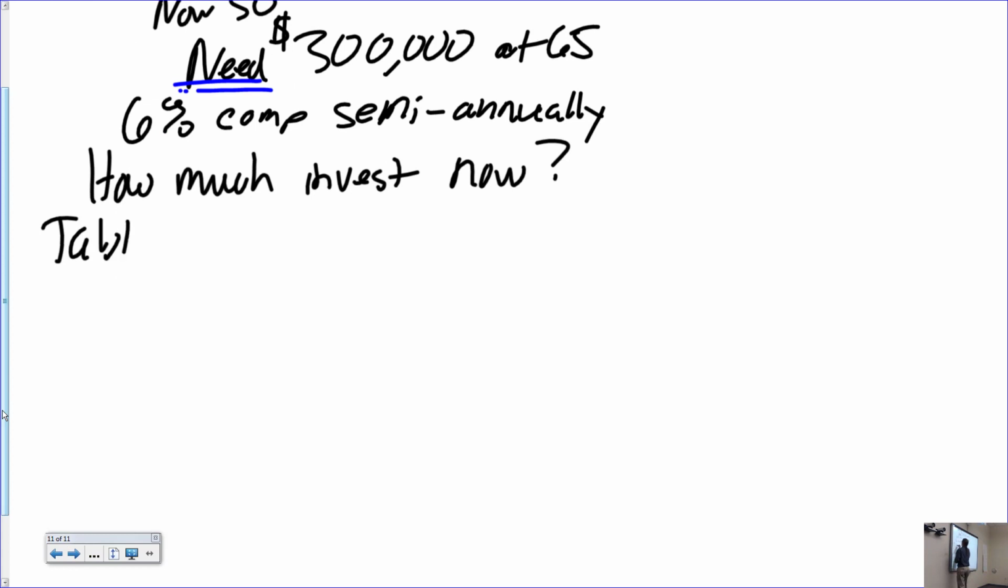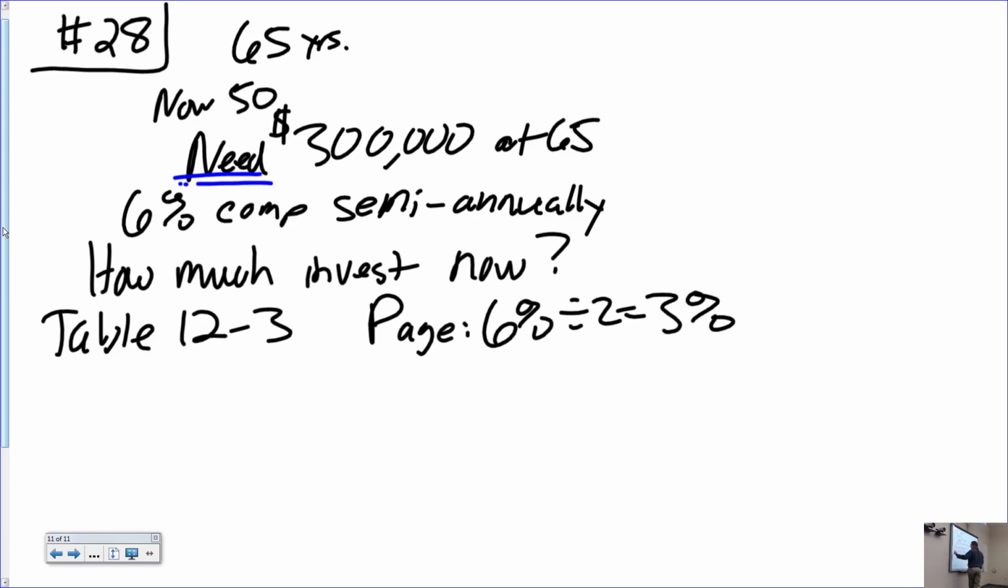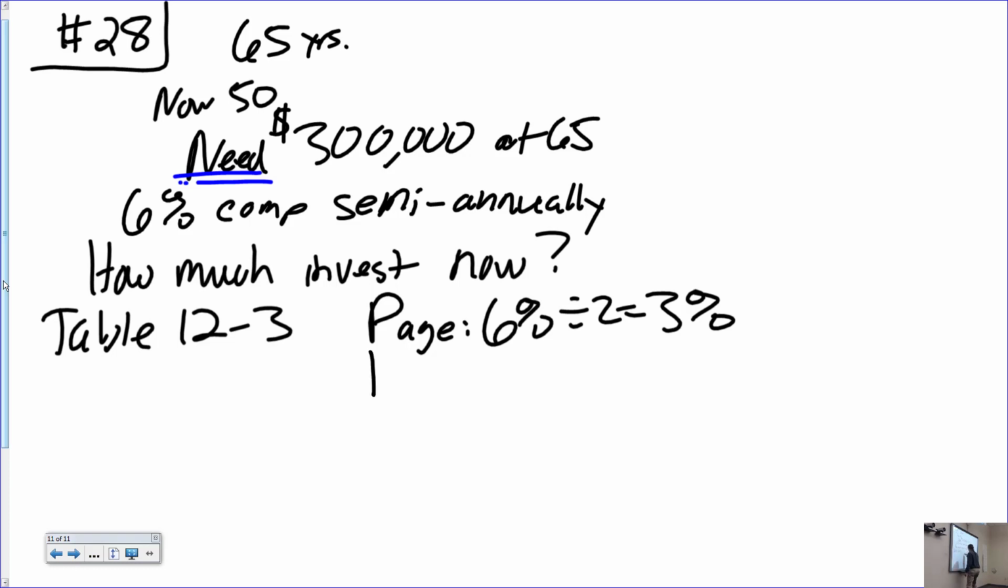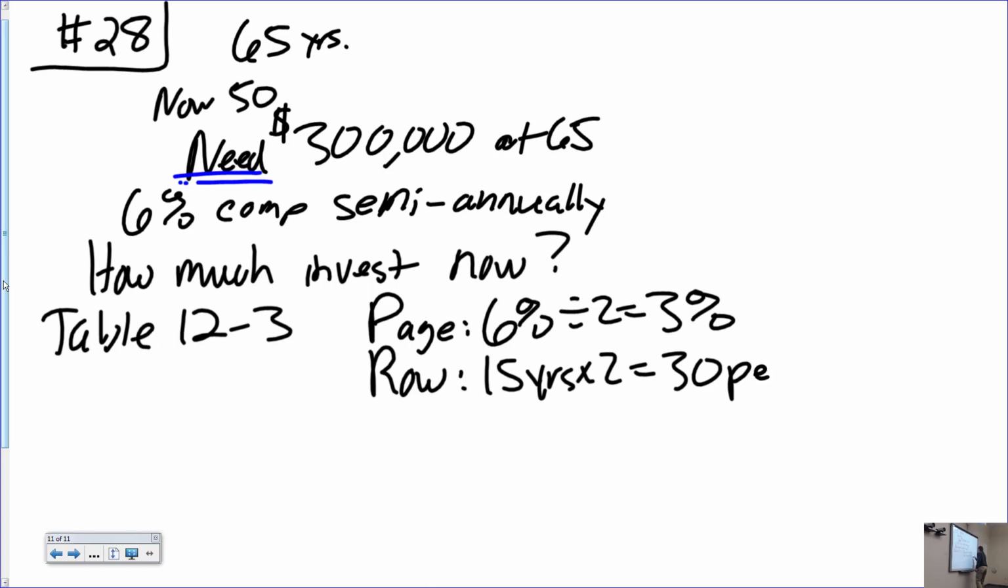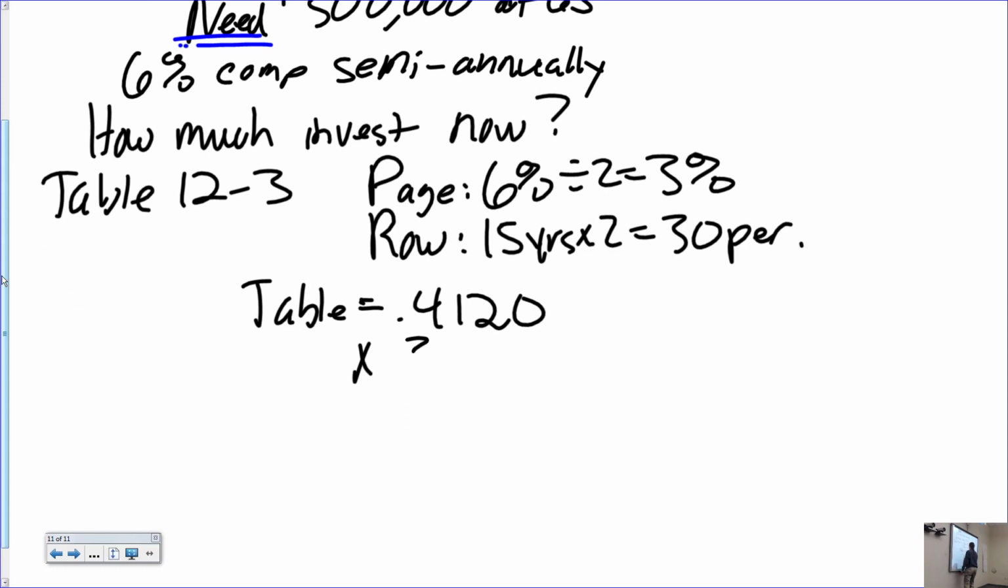So, table 12-3, what page are we going to go to? 3%. What row are we going to go to? 30. Why 30? Because it's 15 years between 65 and 50 years old, 15 years times 2, 30 periods. What's the table value? 0.4120. Multiply by the 300K that this poor fool needs. 123,600 even.